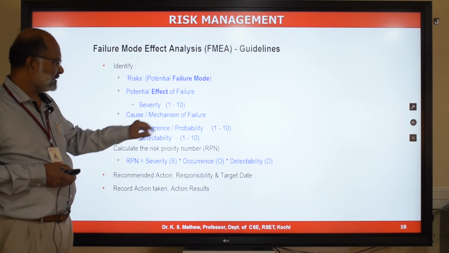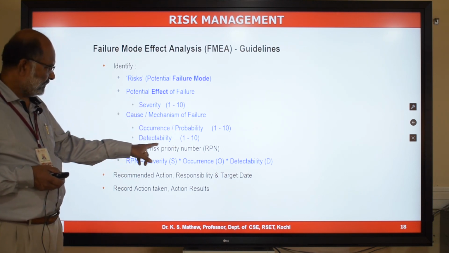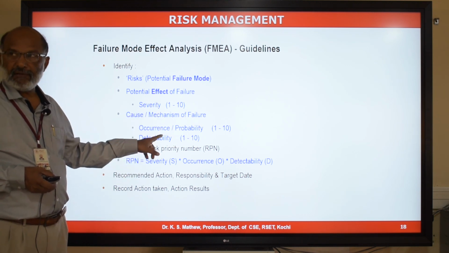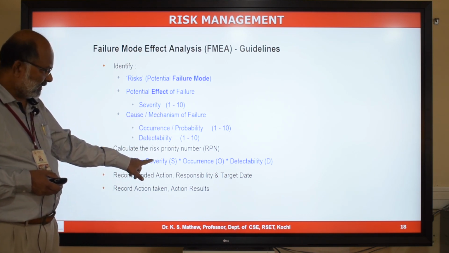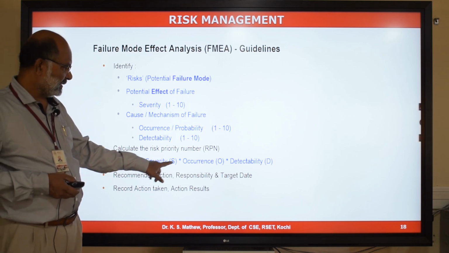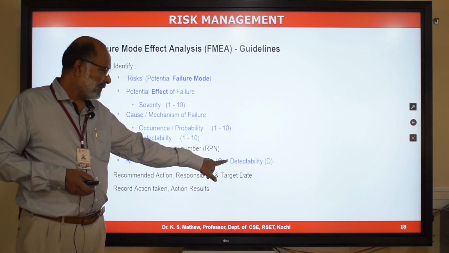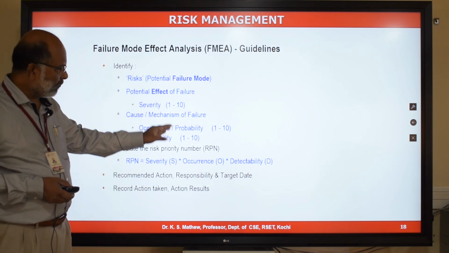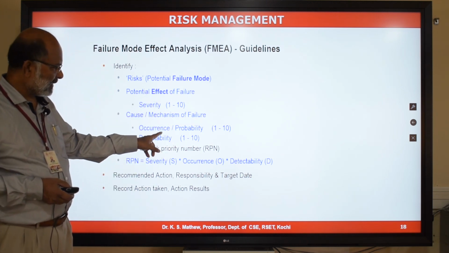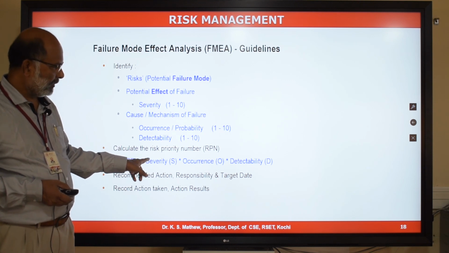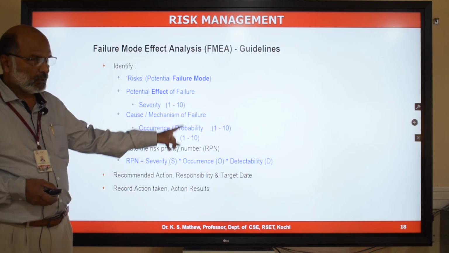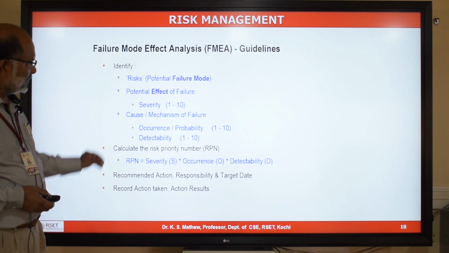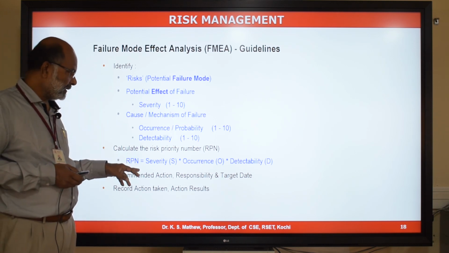And once you have this, you will calculate a number called risk priority number, which is the multiplication of these three factors: severity of the risk, probability of occurrence, multiplied by detectability of the occurrence. So you will get a number between 1 and 1000. If all the three factors are 1, you will get an RPN of 1. If all the factors are scored as 10, you will get an RPN of 1000. So the RPN number will vary between 1 and 1000.